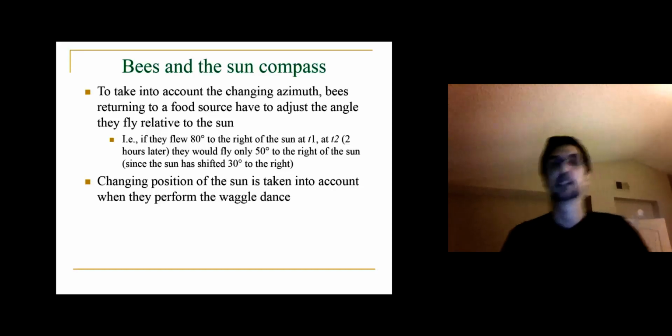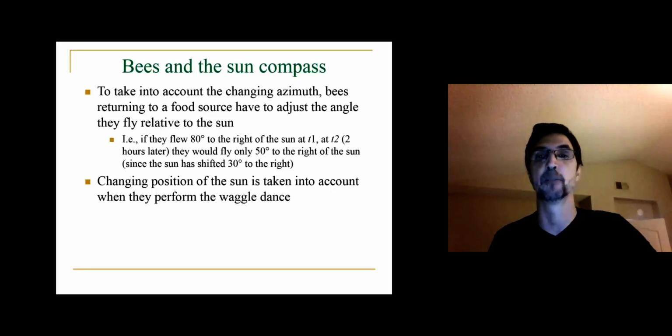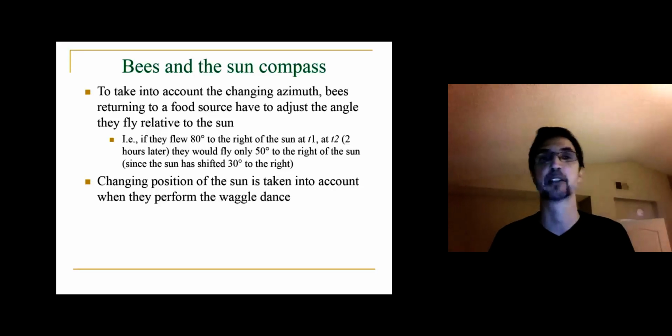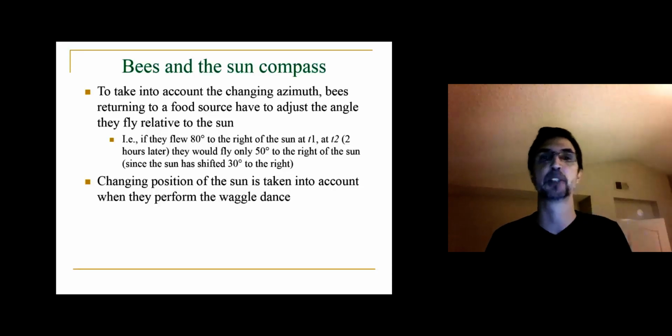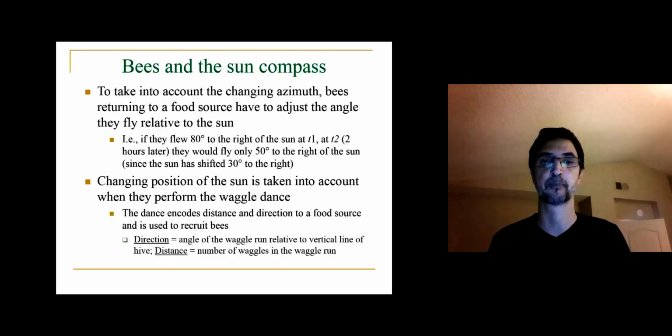And interestingly, this changing position of the sun is taken into account when they perform the waggle dance. They adjust the angle of the dance to take into account the changing position of the sun, and they seem to track the changing position of the sun using some kind of internal clock, a circadian clock.